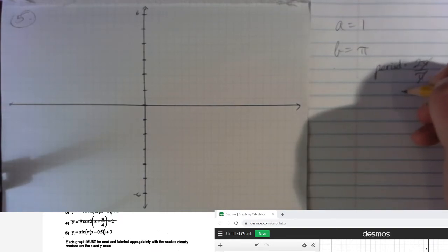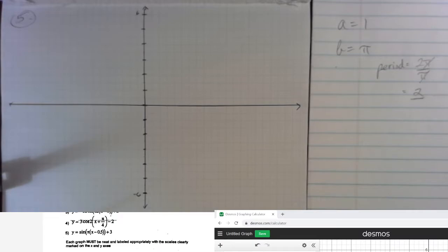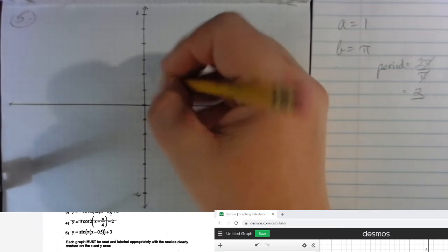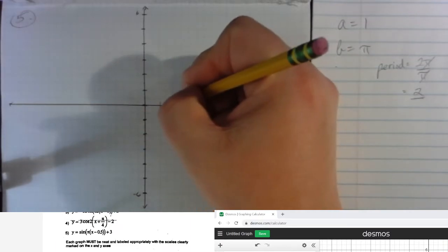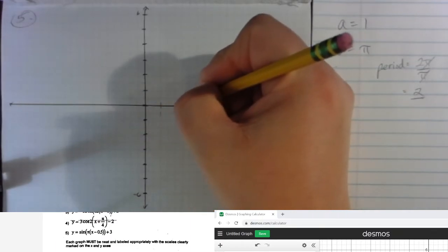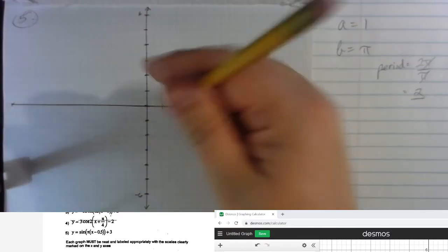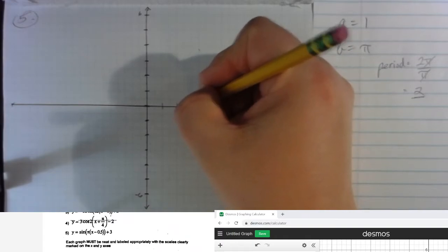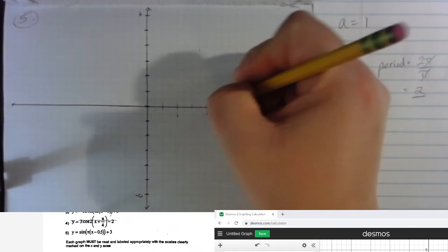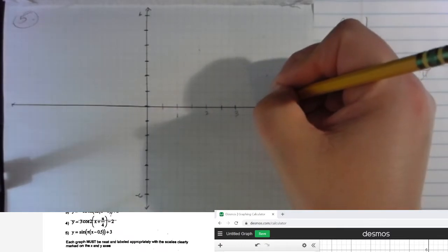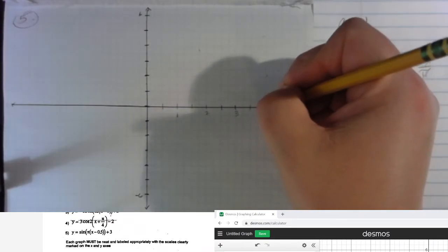The pi's cancel, and you can count on your grid in whole numbers. You can just count by regular numbers. So I can count by, let's say, 1, 2. Actually, I might even count in halves, so a half, 1, and a half, 2, and a half, 3, and a half, 4.